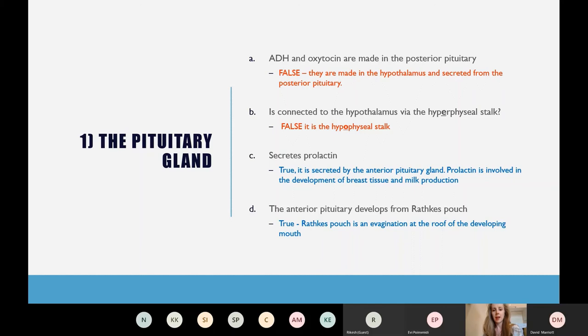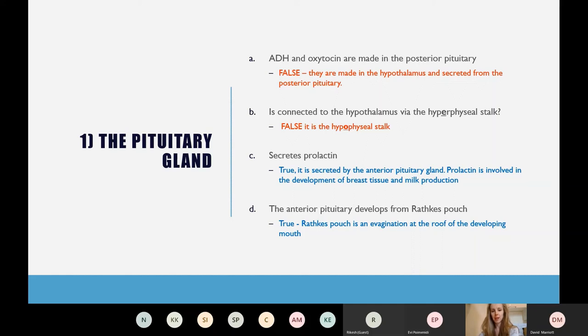Okay, so I think quite a few of you were right. ADH and oxytocin are not made in the posterior pituitary. They are in fact made in the hypothalamus and secreted from the posterior pituitary, like in our last presentation. This was quite a sneaky question, but I did see one very similar to this when doing some questions. The pituitary gland and the hypothalamus aren't connected by the hypophyseal stalk. It was just one of those ones where we had to read the question really closely.